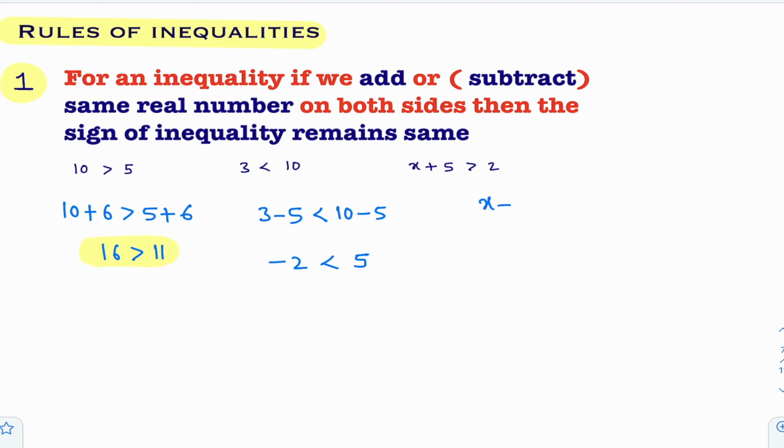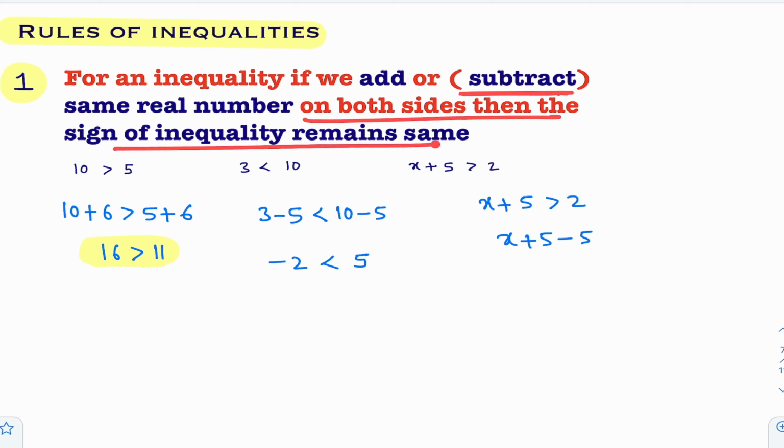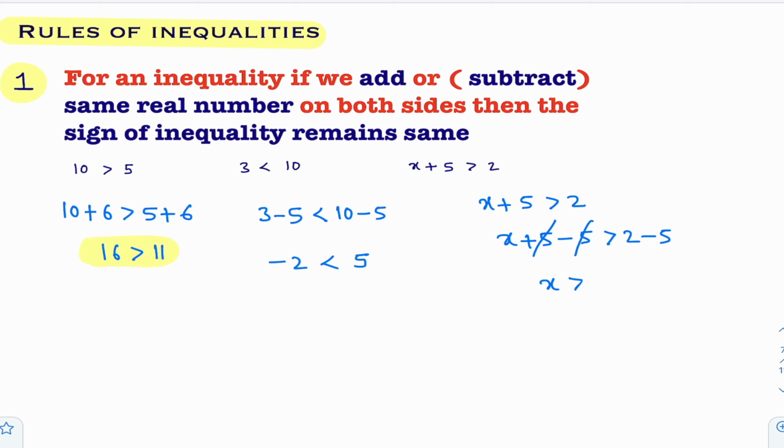Here, x plus 5 is greater than 2. I'll subtract 5 on both sides. What you will get? x plus 5 minus 5. So I'm subtracting 5 on both sides. What you know? For an inequality, if you subtract same real number on both sides, sign of inequality remains same, right? So this is greater than 2 minus 5. Okay, here plus 5 minus 5 will get cancelled. What you will get? x is greater than 2 minus 5, which is minus 3.